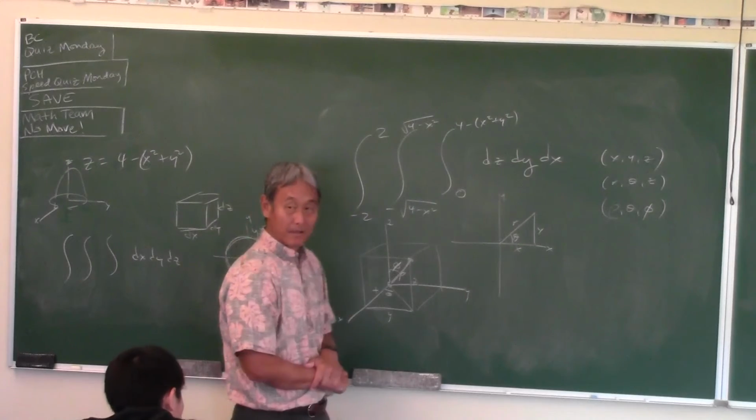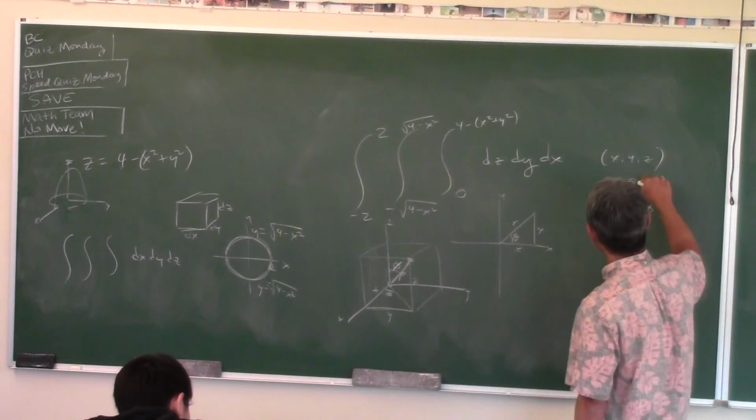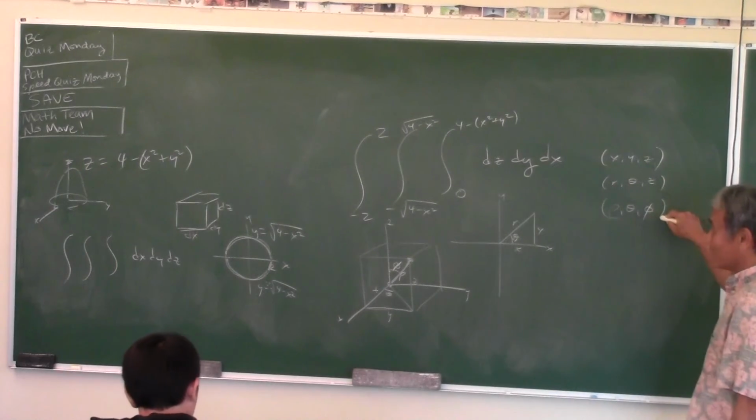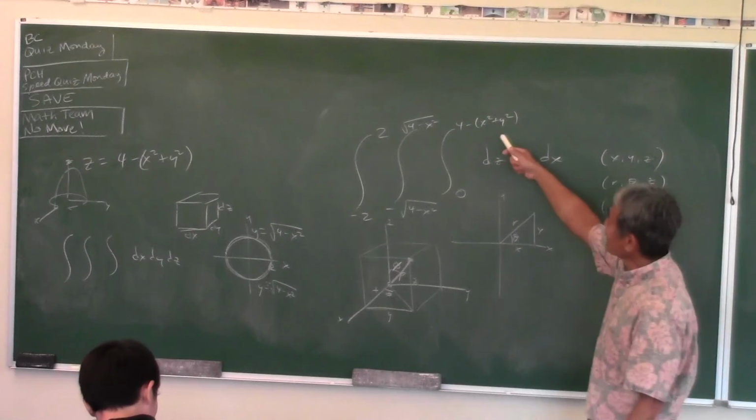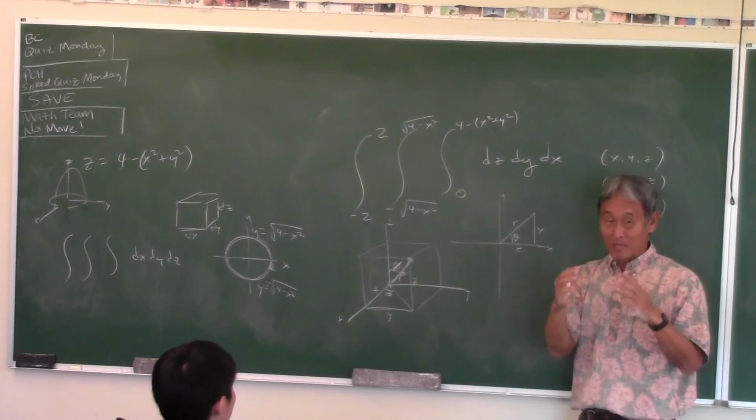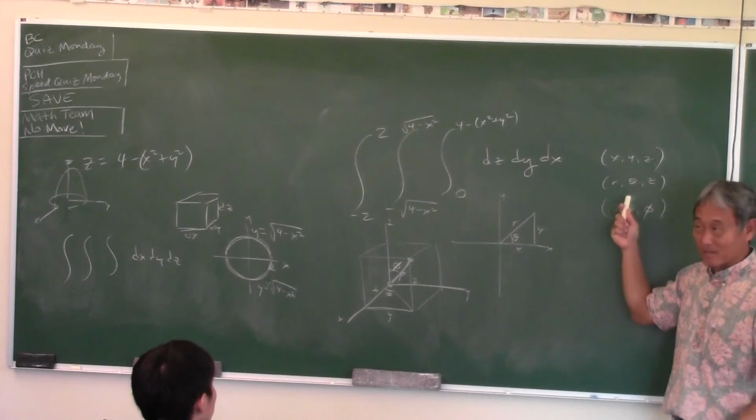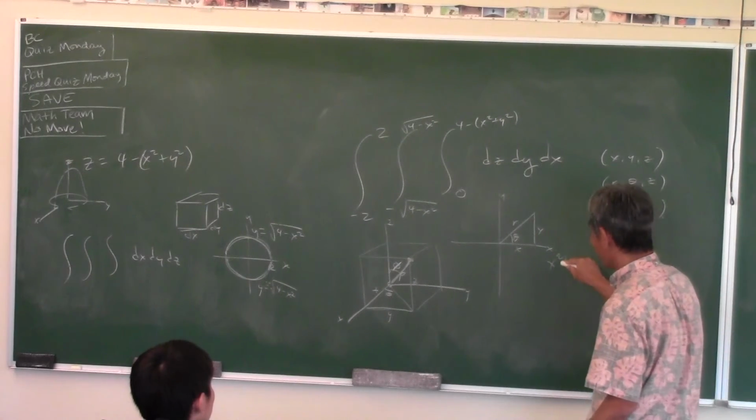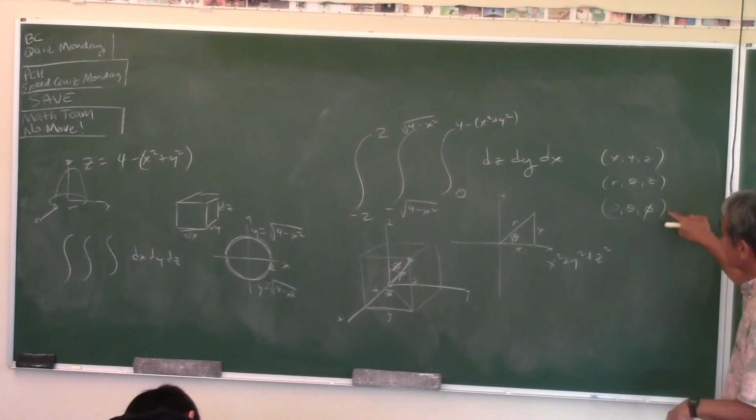Wait, what is the first one called, the XYZ? Rectangular. Rectangular, cylindrical, spherical. So, here, general rule of thumb. If you see x squared plus y squared prominently in your integral, you're probably going to integrate in this coordinate system. If you see x squared plus y squared plus z squared prominently in your integral, then you're going to want to use this one.